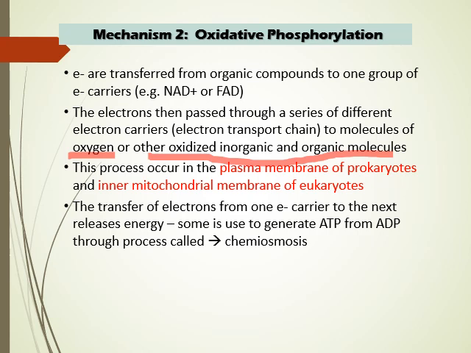So the transfer of electrons from one electron carrier to the next will release energy, and some is used to generate ATP from ADP through the process called chemiosmosis. Chemiosmosis is the process whereby you have a different gradient in the cells from one side to another side. So this is involving ATP synthase.